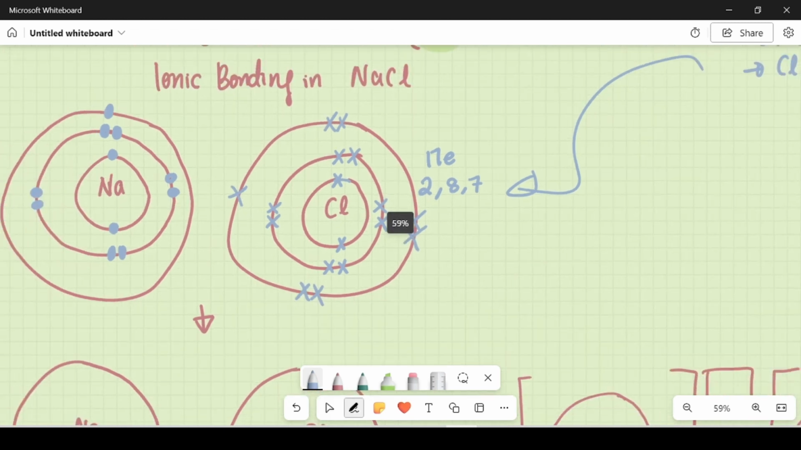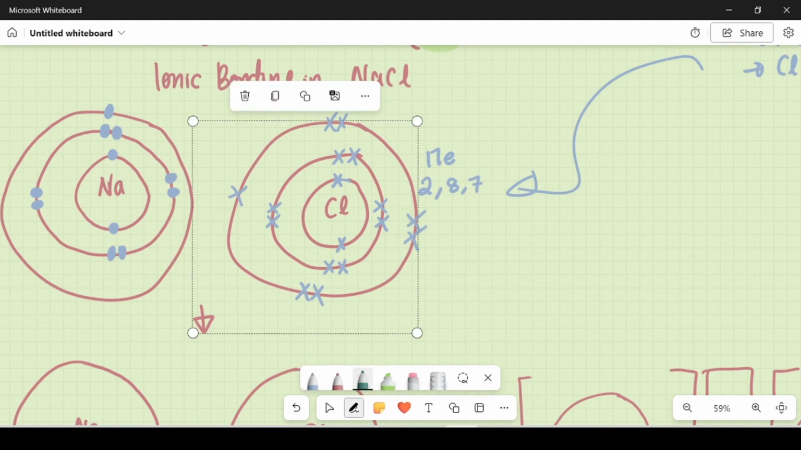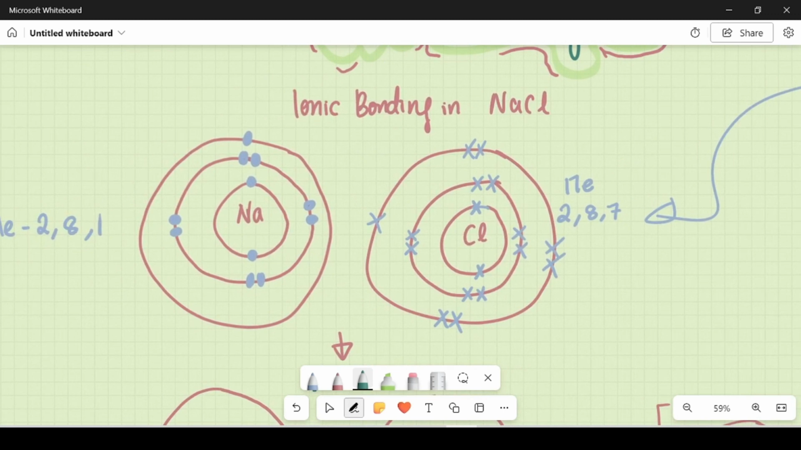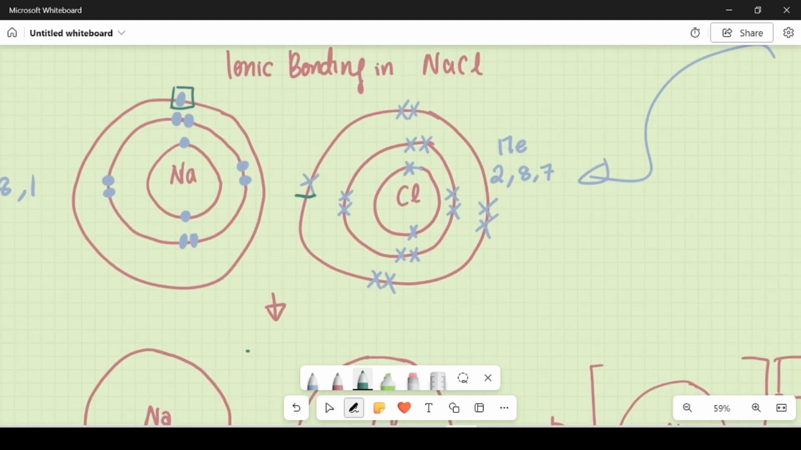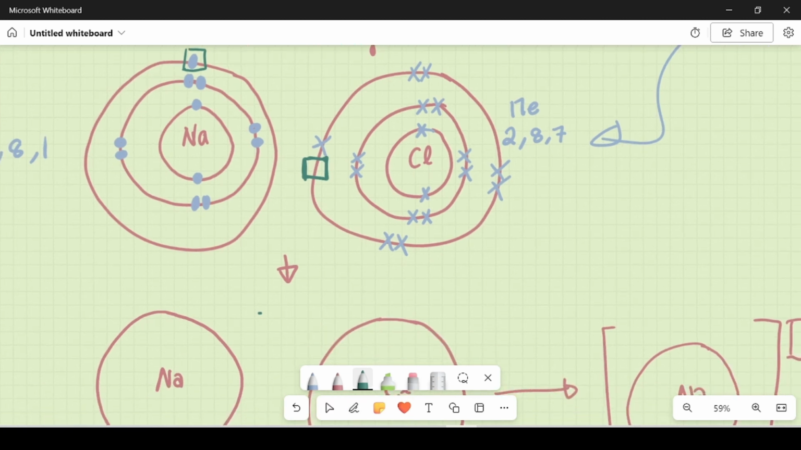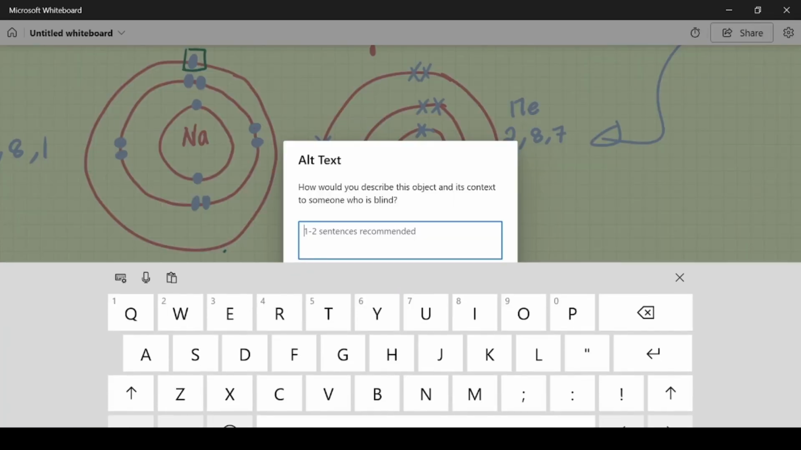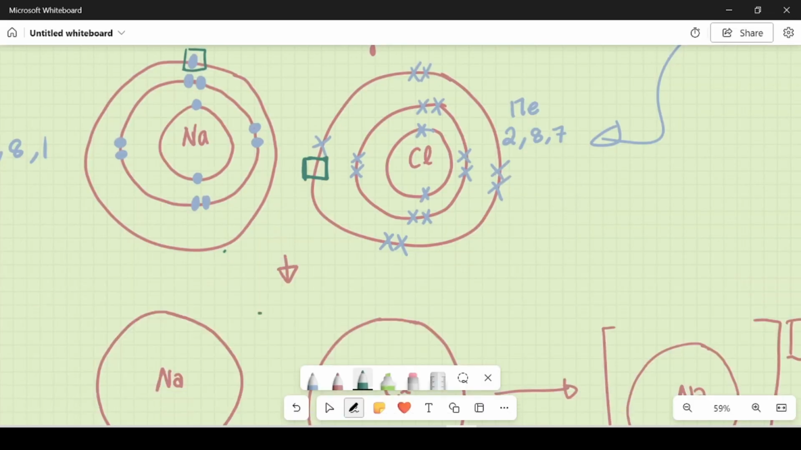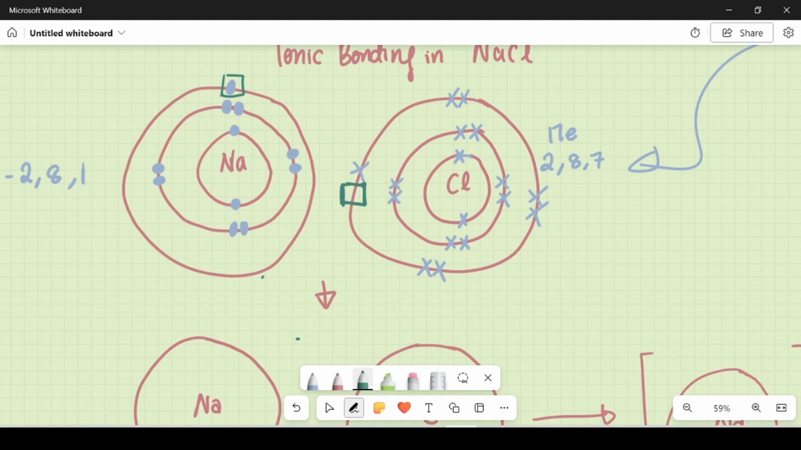So what do we notice here? Sodium has this one little electron in its valence shell, and chlorine has just this one spot missing. What do we see in common here? Both atoms, sodium and chlorine, want a fuller outer shell.